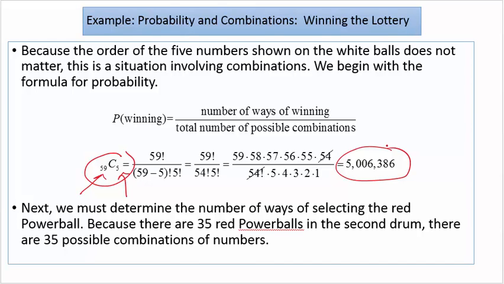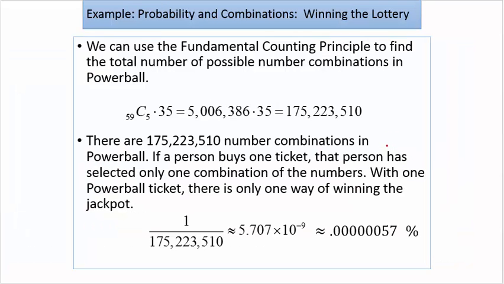Then we have to take that number and multiply it by 35. So you find that right here. That 5 million number, the 59C5, is right here. Then we have to take it times 35 because there's 35 combinations of numbers when you pull out of the red drum, and that gives you this huge number right here, 175 million.